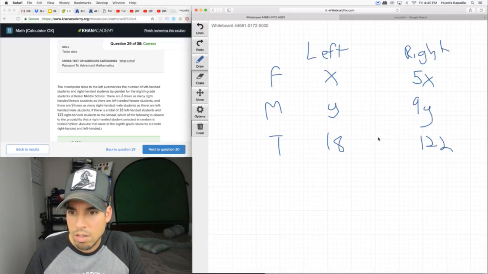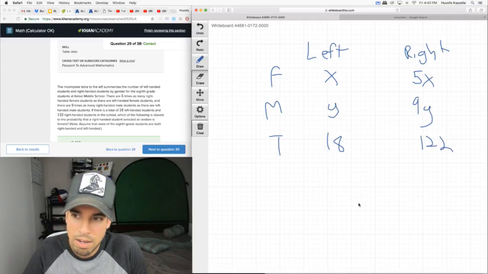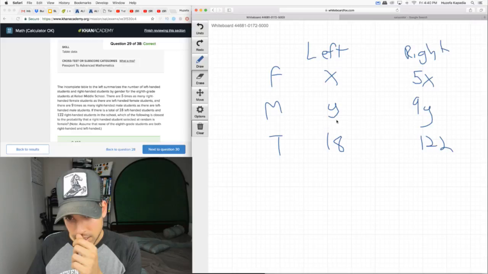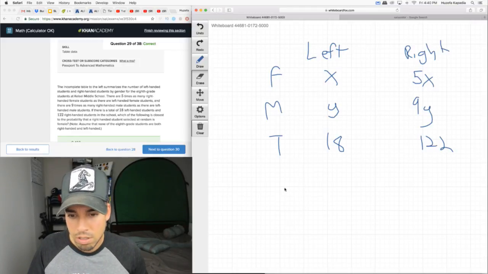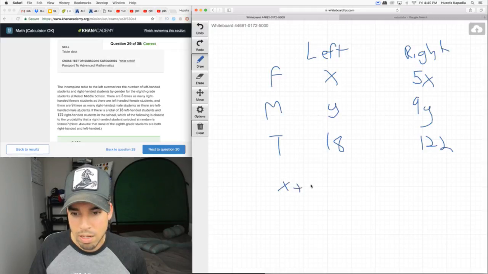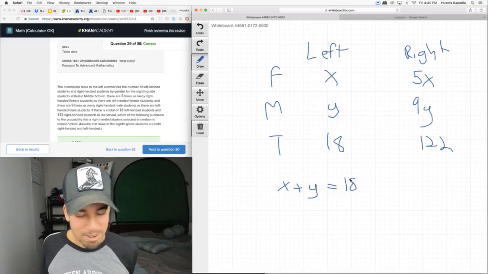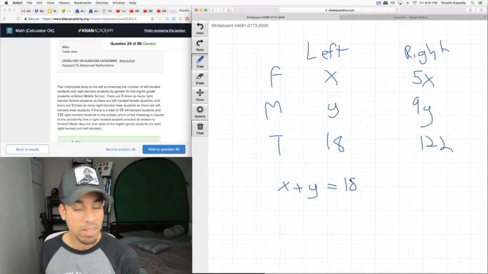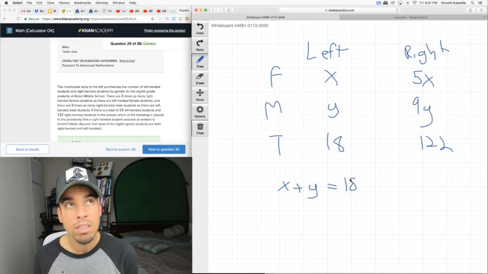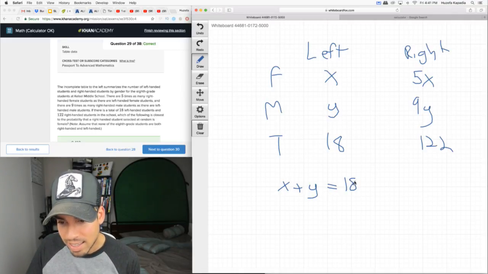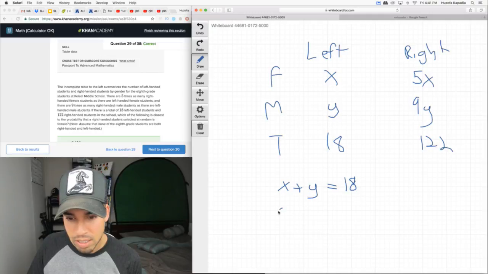Okay. I see it now. This is how I should have set it up. This gives me a system of equations where now it's X plus Y. My God, I can't believe I didn't do that. I didn't follow my own advice. My own advice is to draw things out, fill out the table. And I did it, but I did it poorly. If I would have just written it out like this, I would have seen it. X plus Y equals 18, 5X plus 9Y equals 122.